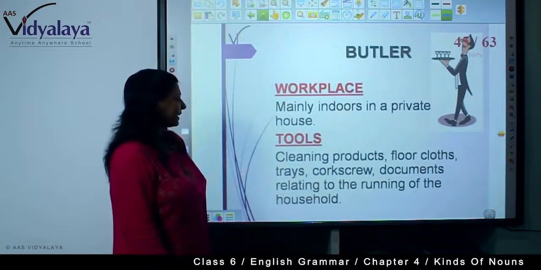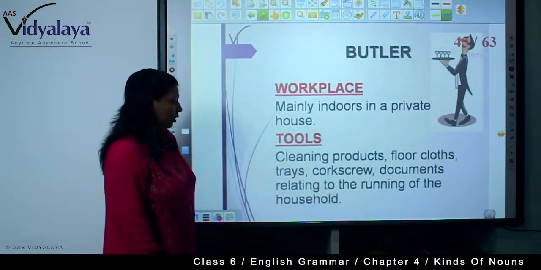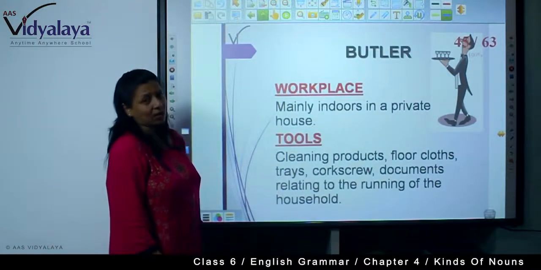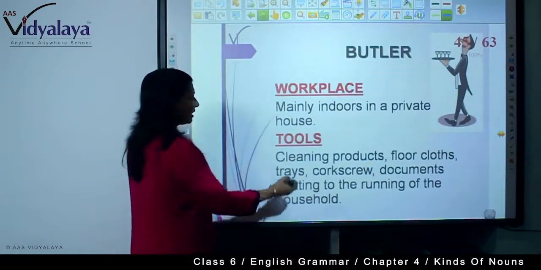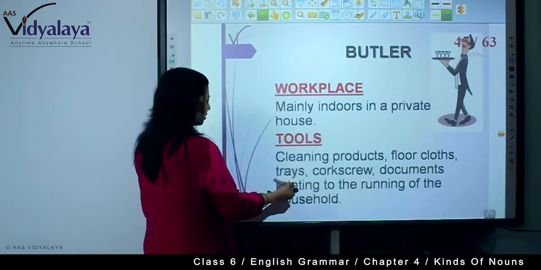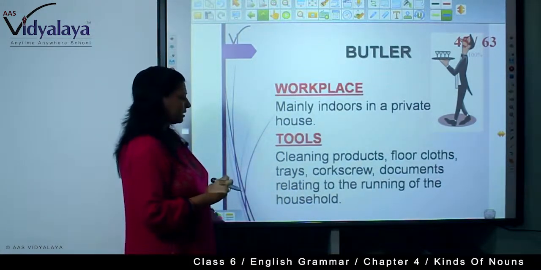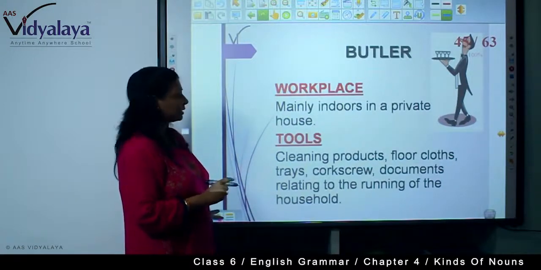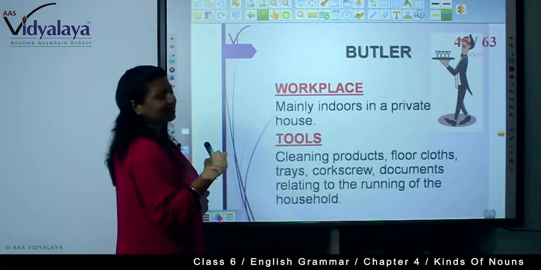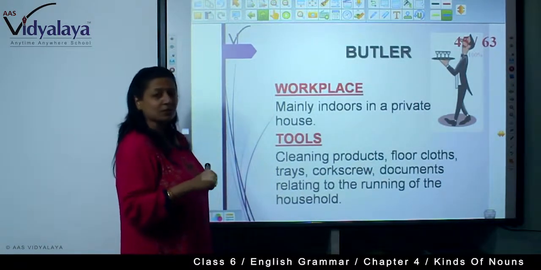So tools: cleaning products, floor cloth, trays, then corkscrew, documents relating to the running of the household. So what are the tools they need? All the cleaning products they have, floor cloths, trays, then corkscrew, then documents relating to the running of the household. So all these things they need to carry with them. Only then they will get a job, and they are mainly found in private house parties.